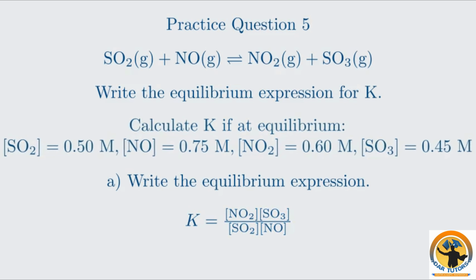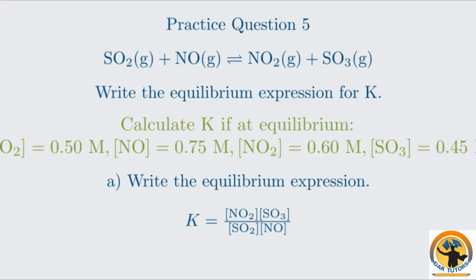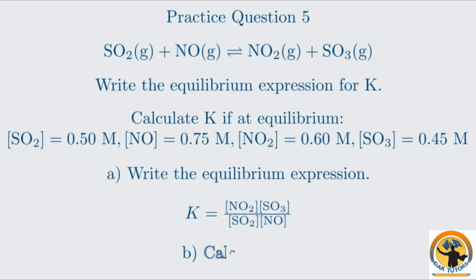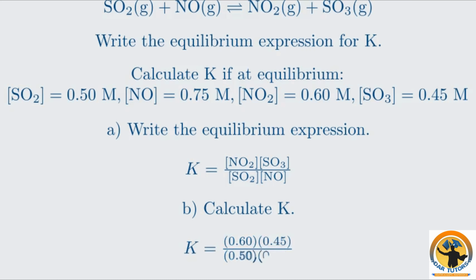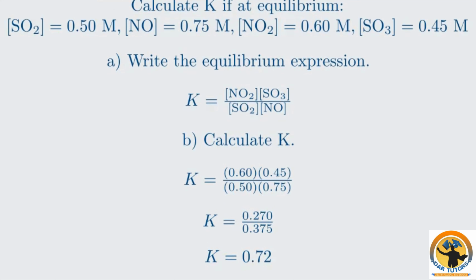The second part requires us to calculate the numerical value of K using the provided equilibrium concentrations. We simply substitute the given values into our expression. K equals 0.60 times 0.45, divided by 0.50 times 0.75. The numerator is 0.270 and the denominator is 0.375. Dividing these gives an equilibrium constant, K, of 0.72.